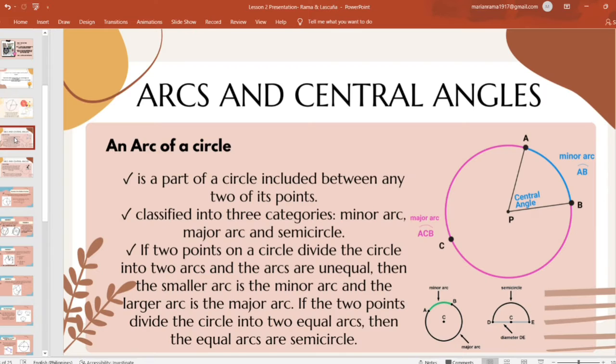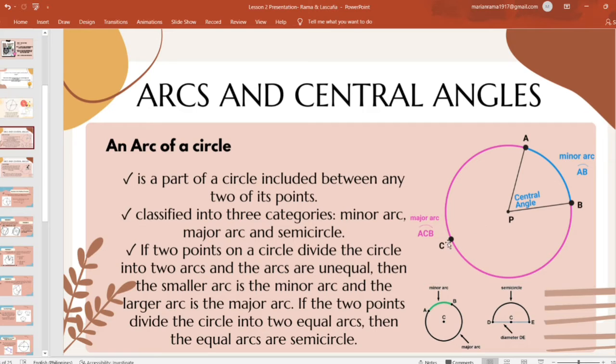First, we have to identify arcs and central angles. An arc of a circle is a part of a circle included between any two of its points. As you can see in the figure, we have point A and point B. That makes our minor arc. And it is classified into 3 categories: minor arc, major arc, and lastly semicircle.